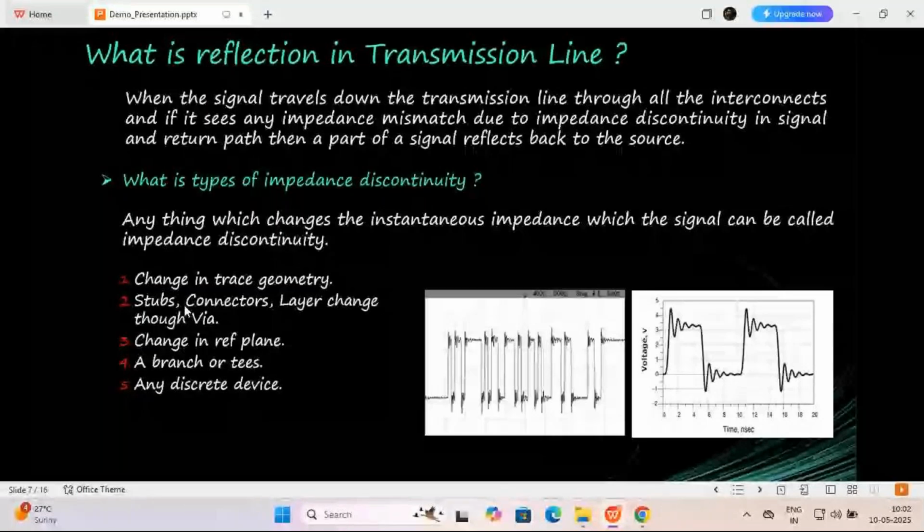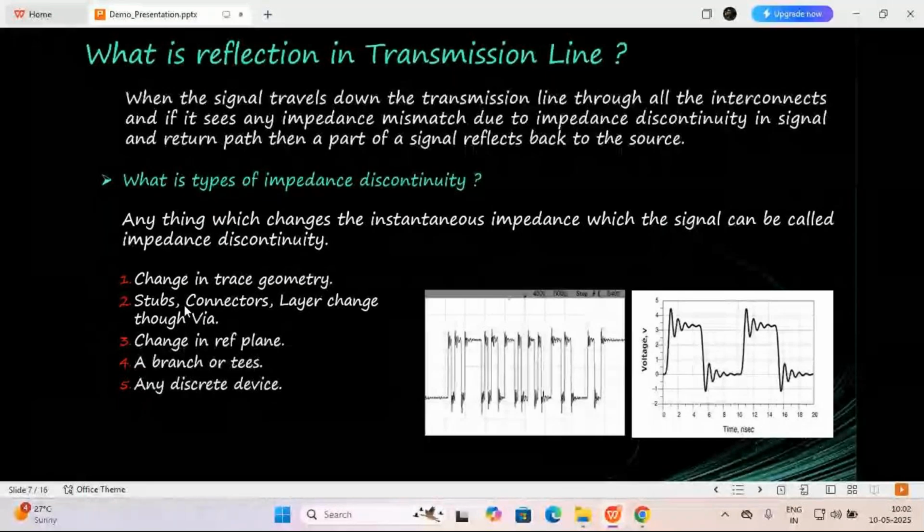If the conductor is thick, it offers an impedance drop. Or if the conductor is becoming thin, at that point the impedance may rise. So if the trace is crossing through a via, which stands for vertical interconnect access, it helps us to connect one layer to another layer of the PCB.